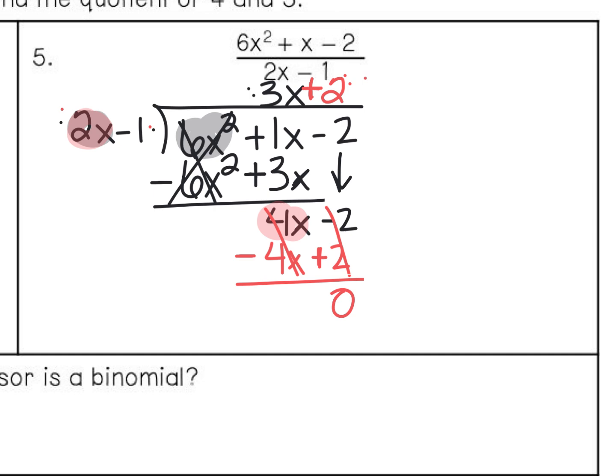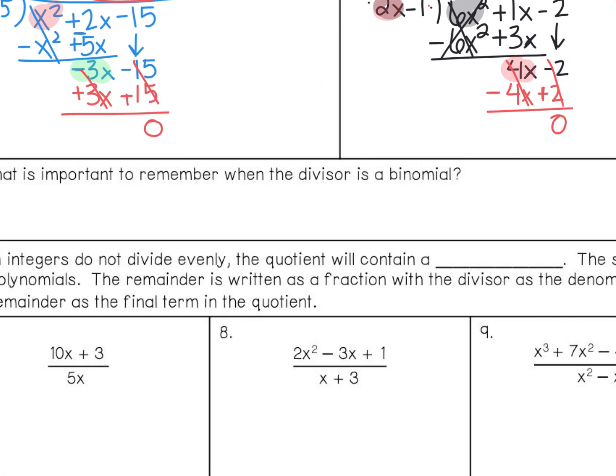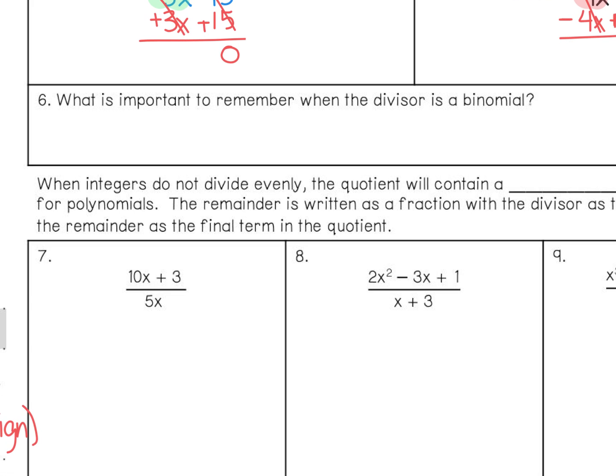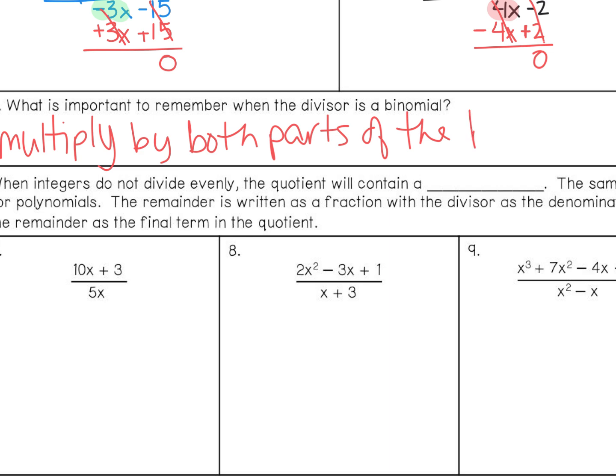We have no remainder. So what this means is if I did 2x minus 1 times 3x plus 2, I should get 6x squared plus x minus 2. Look right here. What is important to remember when the divisor is a binomial? What do we have to remember? You have to make sure you multiply by both parts of the binomial, so the numbers and the letters.